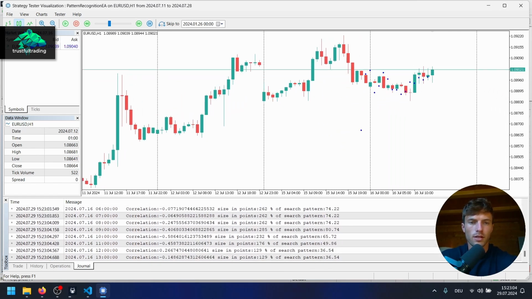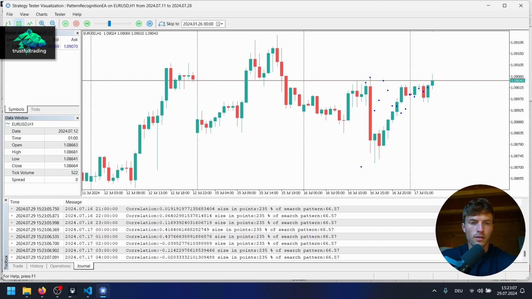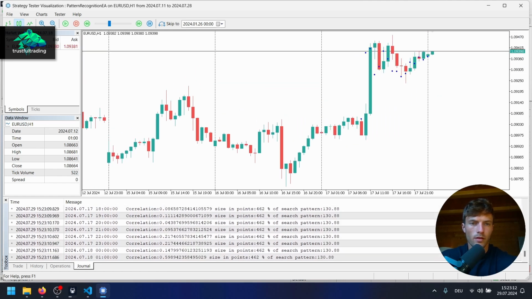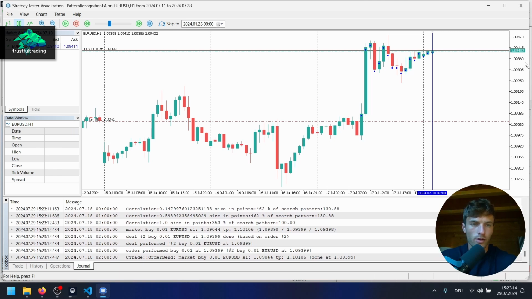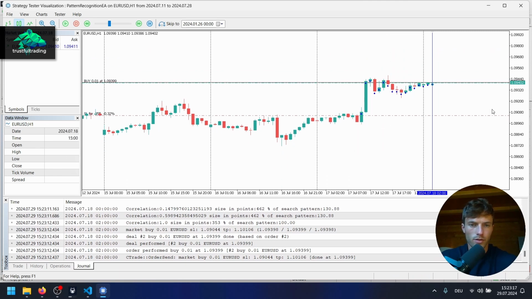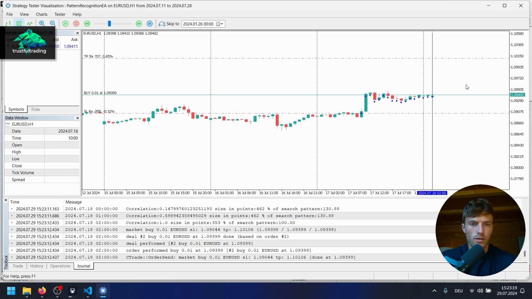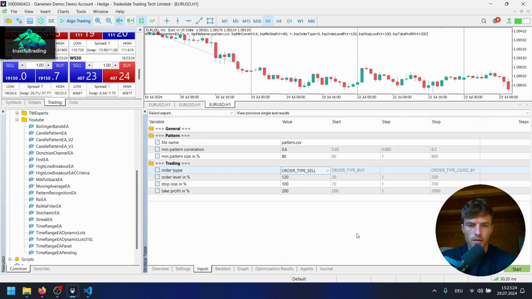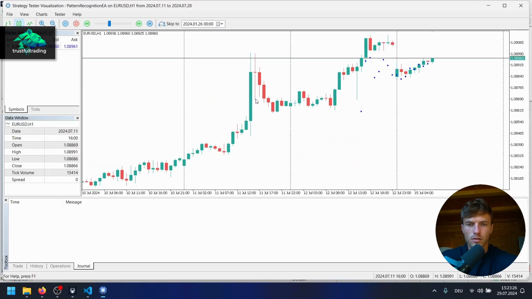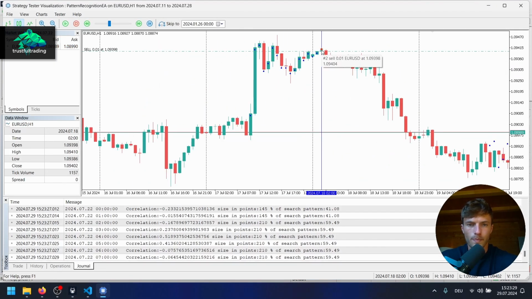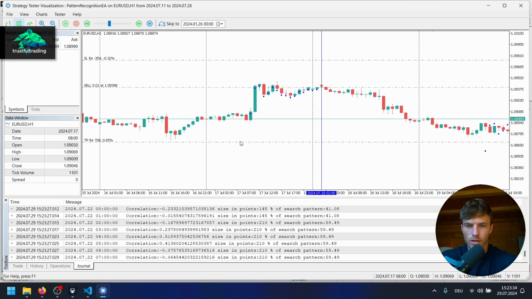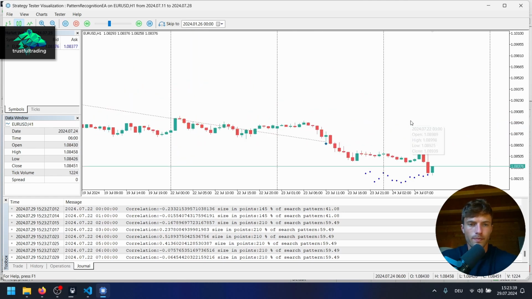So as soon as we have the pattern here, we should buy right here. Yeah, and we do. We are in the market with a buy order, 100% stop loss, 200% take profit. This looks fine. And the same, let's test the sell order here. Yeah, we can see this is our vertical line here. We have a sell order with 200% take profit, 100% stop loss. So this is also fine.